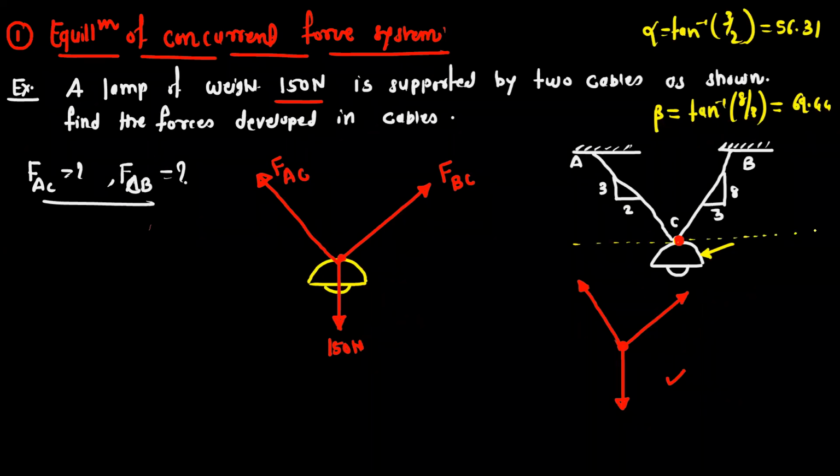So this dotted line you can assume as the x-axis. This angle is alpha, this angle is beta. On this diagram, you can draw the reference line. This will be your x-axis. This is your beta angle, which is 69.44. Then this is 56.31. This vector is perfectly vertical, so it is in the negative y direction. Now these are the unknown FAC and FBC.